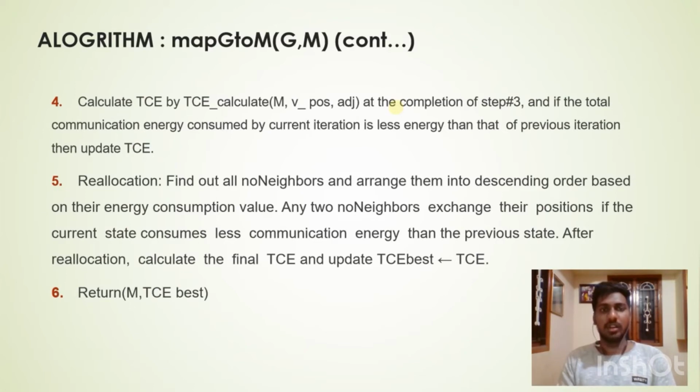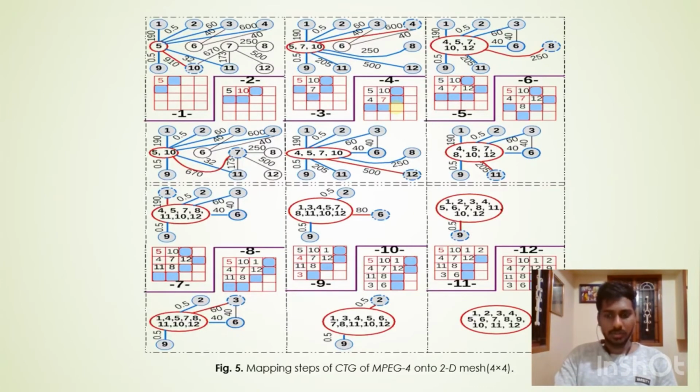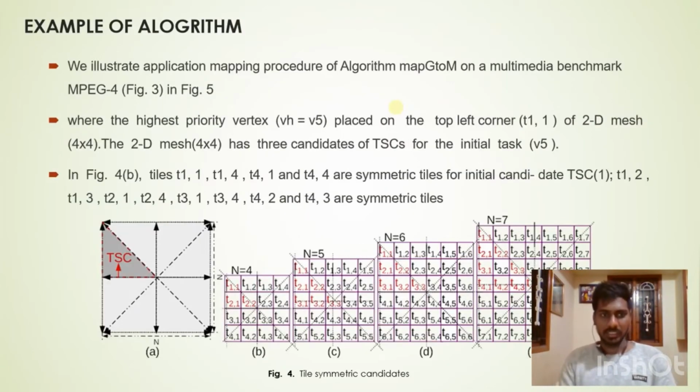Then the third phase is reallocation. Reallocation finds all the neighbor cores that are not filled out. If they are not filled, then energy will be wasted in the NoC. Then they should be in descending order so that the energy consumption value is on a better basis. Then we should return TCE best. Like that, I can explain this.